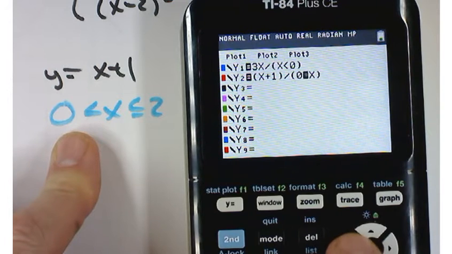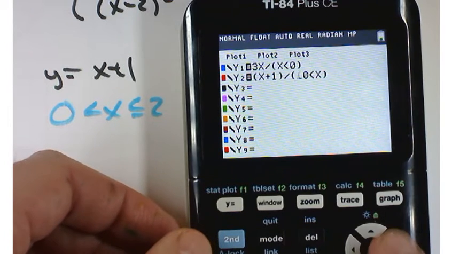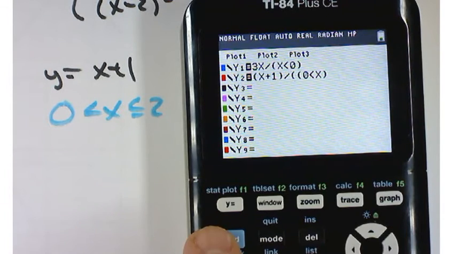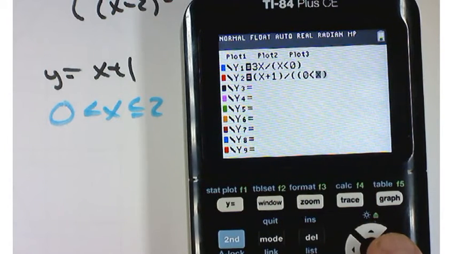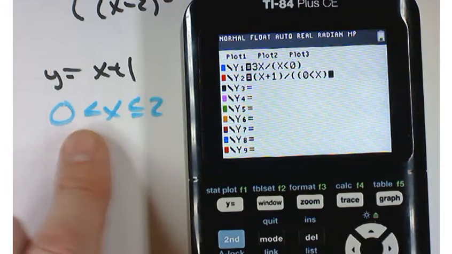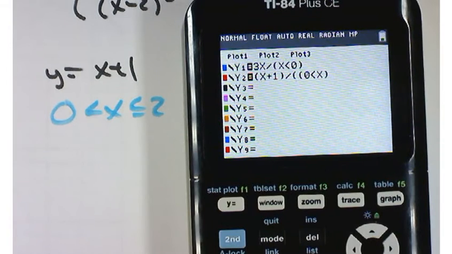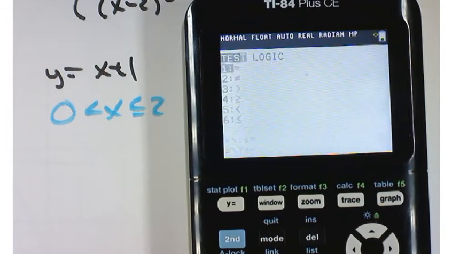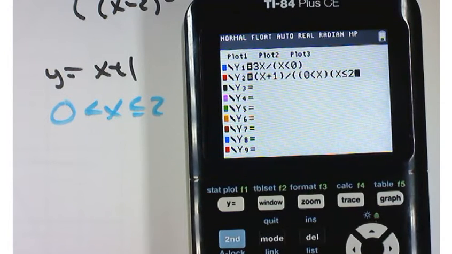You know what? I need an extra left parenthesis. I want 2 left parentheses. If you hit the second key, then the delete key, that'll allow you to insert another left parenthesis. So that's the first condition. The second condition is that x is less than or equal to 2. So I'll do another parenthesis, x, second, test, less than or equal to 2. And then 2 right parentheses.